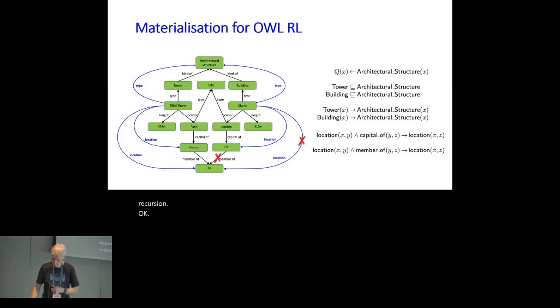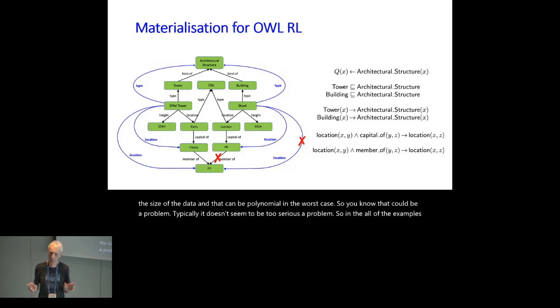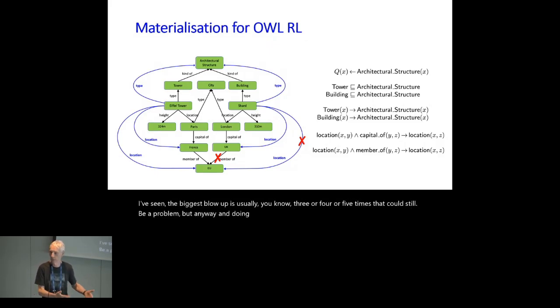One of the things I said I was going to come back to is the disadvantages of this approach. I guess there are a couple. One is, of course, you're blowing up the size of the data, and that can be polynomial in the worst case. So that could be a problem. Typically, it doesn't seem to be too serious. In all of the examples I've seen, the biggest blow up is usually 3 or 4 or 5 times. That could still be a problem. And doing that materialization can be expensive as well, again polynomial in the worst case.